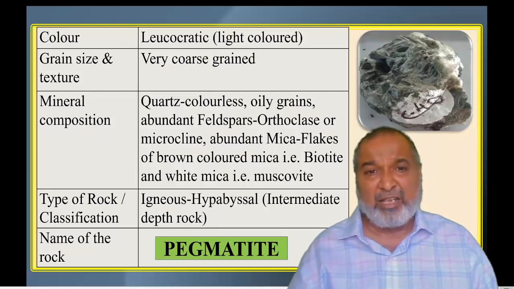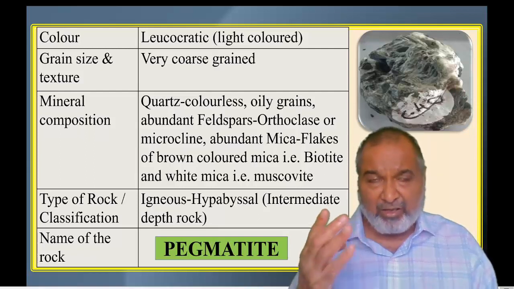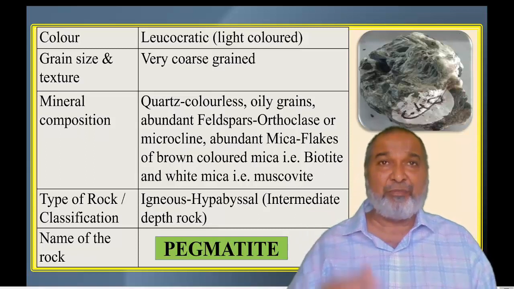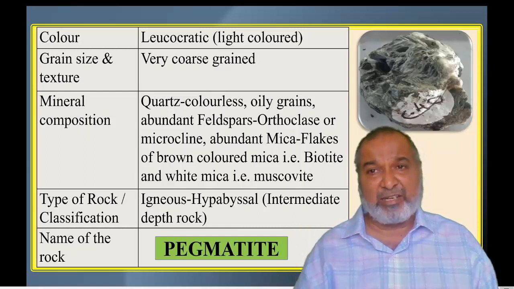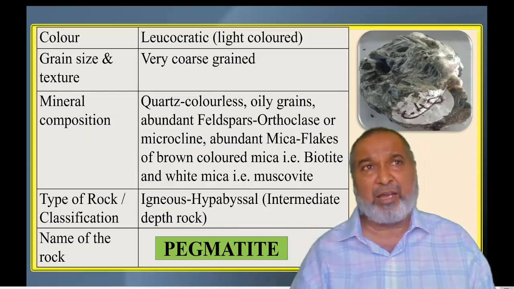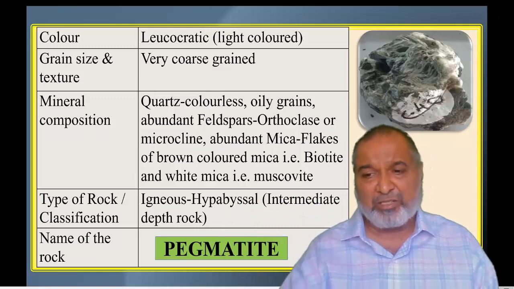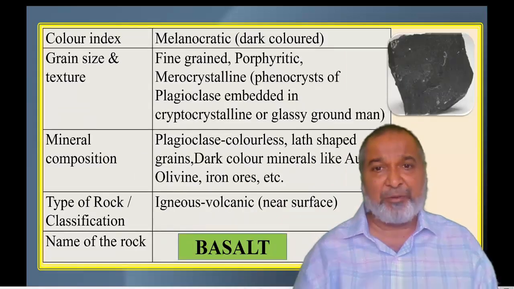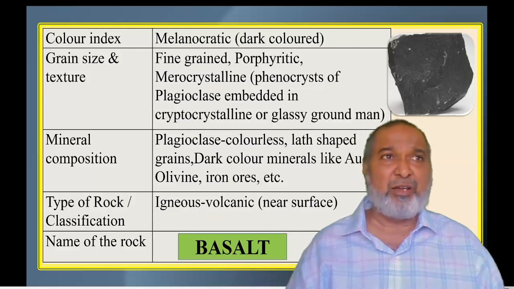Yes, calc-alkali series rock. If the plagioclase is there and the orthoclase is there, you can write it as an alkali-calc series rock. But in our specimen we have the calc-alkali series rock. So this is what we have, the pegmatite. Yes, coming to the last one, there are types of basalt.